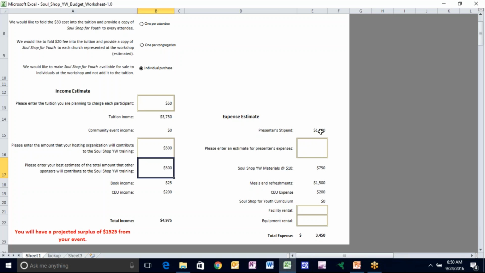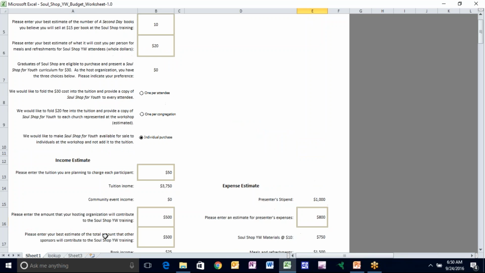Your presenter stipend is going to be $1,000. The estimate on expenses: someone's going to need to fly in, they're going to need a hotel. That's going to vary. Let's say that's $800 in this particular case. And let's say that you're not going to have to rent a facility or rent any equipment. That's all going to be available or donated.